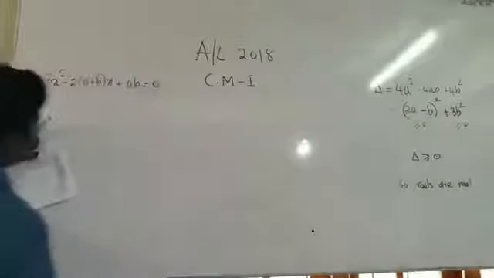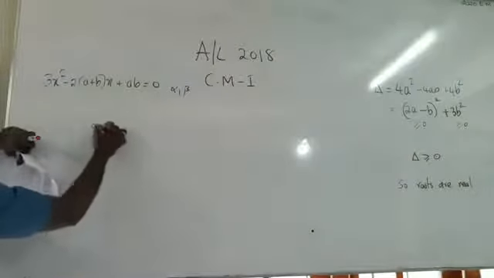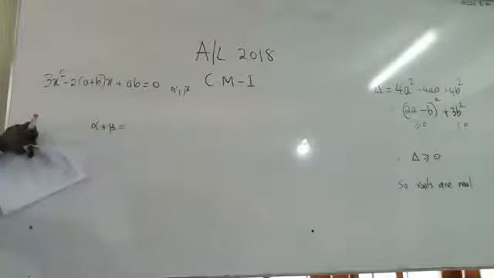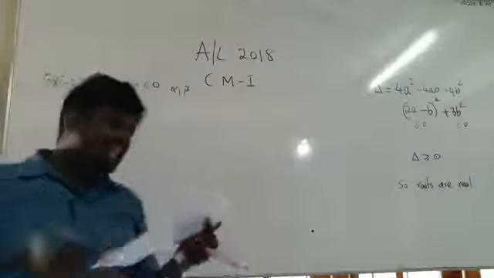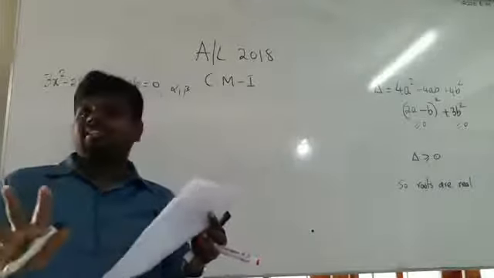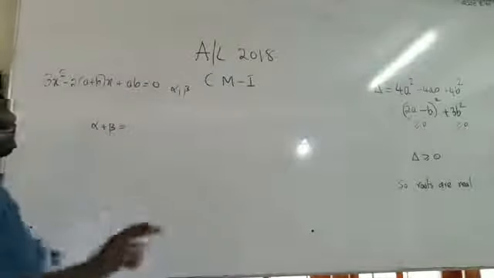Okay? Alpha, beta are the roots. So you know what alpha plus beta is? Quickly you can write. Alpha plus beta equals minus b over a. The problem is, read it again. Write down. Okay, so that is enough. If you write down minus b over a, that is enough.